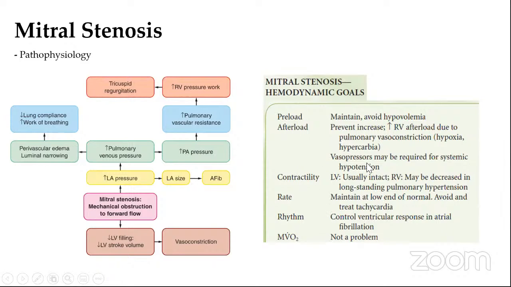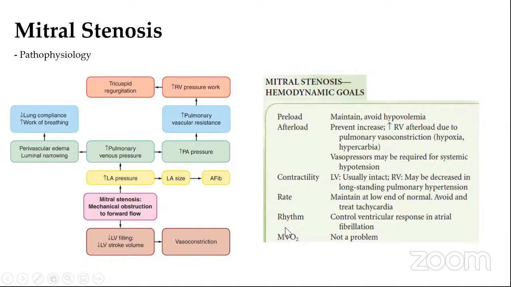Okay, you can use vasopressors, obviously, to maintain the flow, like to maintain the perfusion. For the contractility, usually the LV is intact and it's not receiving good filling, but the RV is the problem here, and it's due to long-standing pulmonary hypertension. So you need to support the RV. The rate, as always with stenotic lesions, you need to maintain a low to normal heart rate, and obviously you need to avoid tachycardia.